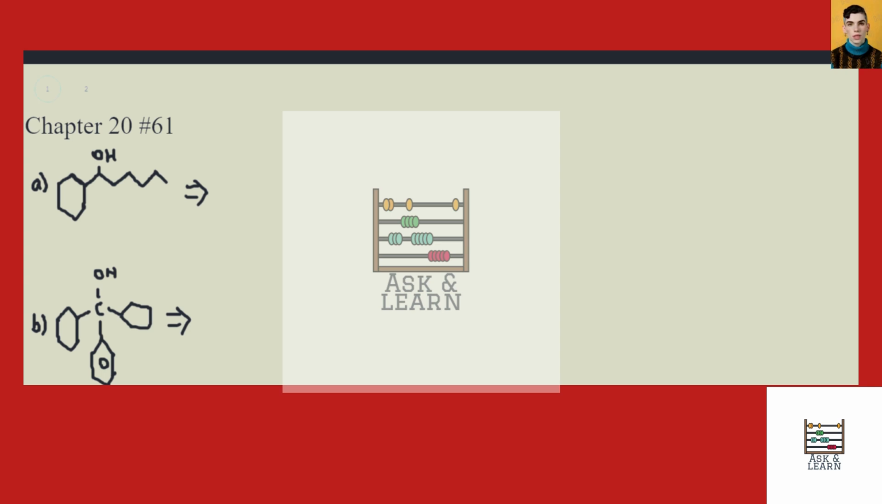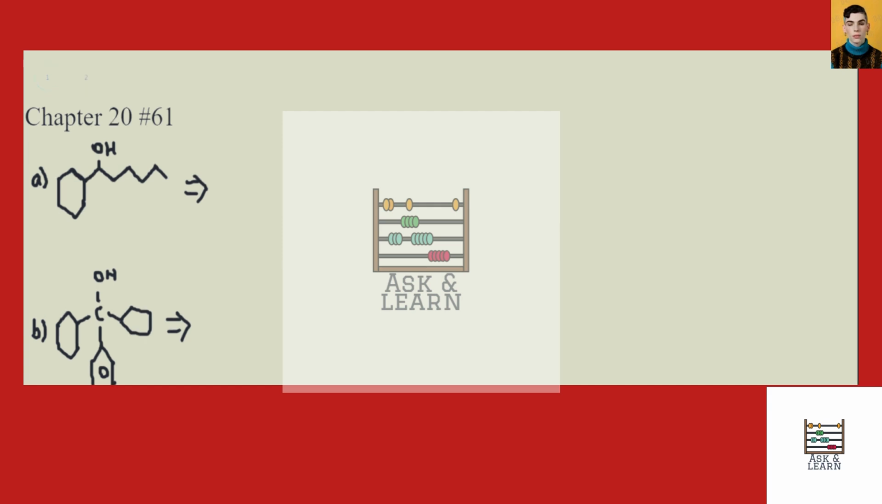This is the answer to Chapter 20, problem number 61 from the Smith Organic Chemistry textbook. This problem says, what organolithium reagent and carbonyl compound can be used to prepare each of the following compounds? And we're told we can use aldehydes, ketones, or esters as carbonyl starting materials. Okay, so we have these three molecules, A, B, and C. We're told A can be made 2 ways, and B and C can each be made 3 ways.